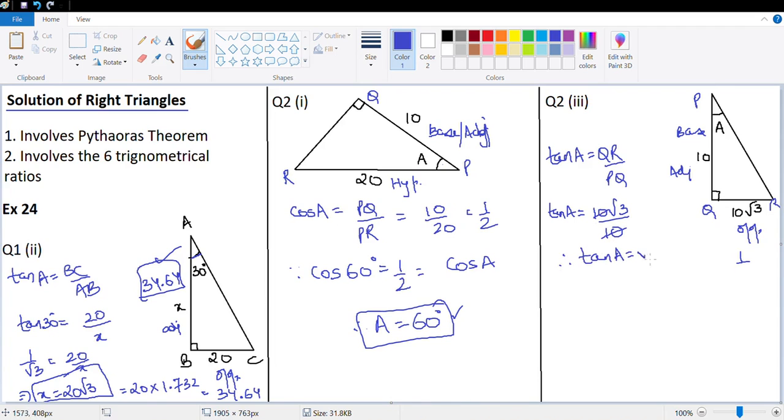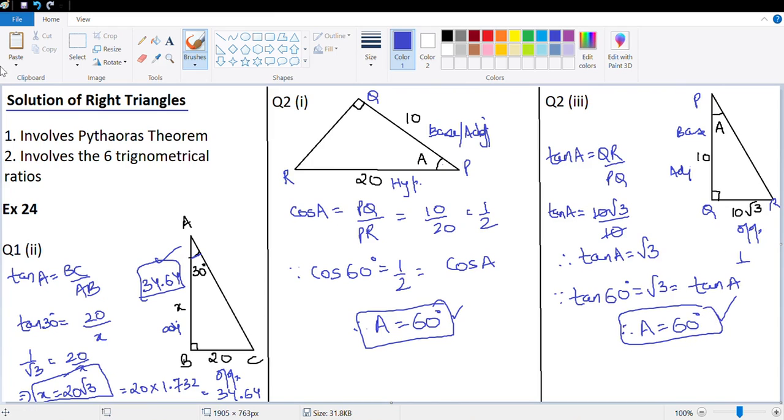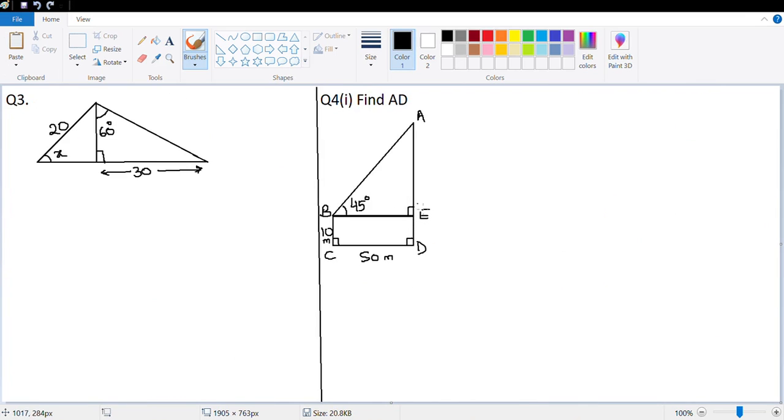Now, which value of tan is equal to root 3? Yes, tan 60 degree is equal to root 3. So since tan 60 degree is equal to root 3 is equal to tan A, therefore A is equal to 60 degree. So that's the correct answer. Let's look at the next one. The next question that we do is question number 3.